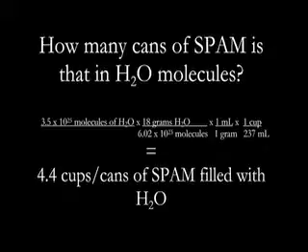We're going to multiply that by the molar mass of water, 18 grams, and divide it by the number of molecules in a mole, which is 6.02 times 10 to the 23rd molecules. And because the density of water is 1 gram per milliliter, approximately, we're going to use that to change our grams into milliliters. And then we're going to change our milliliters into cups, using 1 cup has 237 milliliters. And all this calculates out to be 4.4 cups or cans of Spam filled with water.